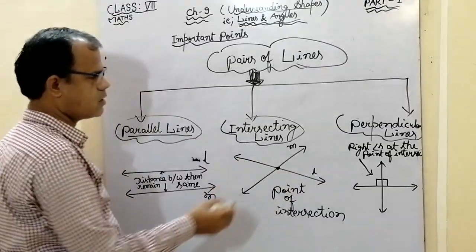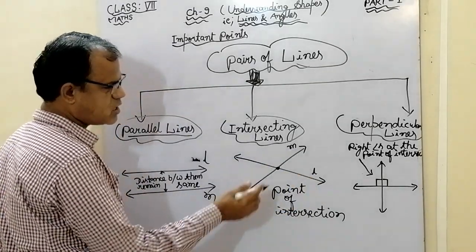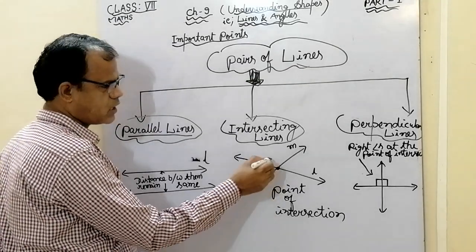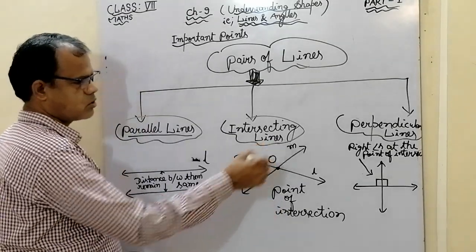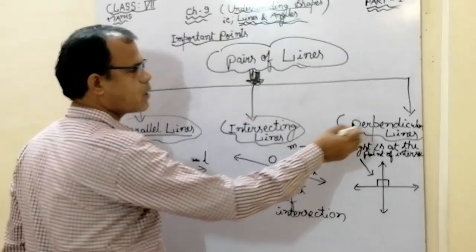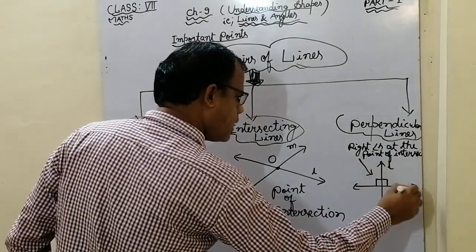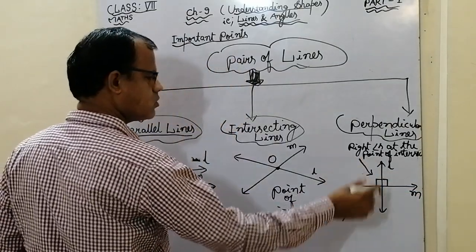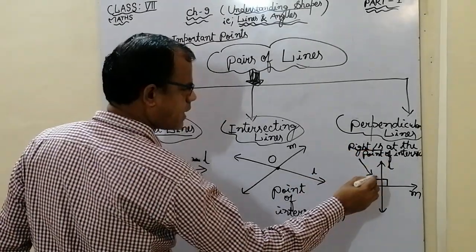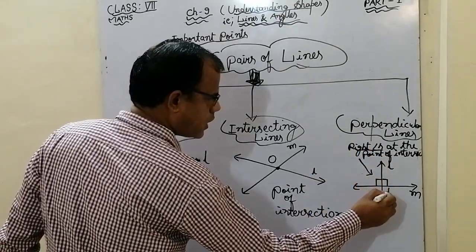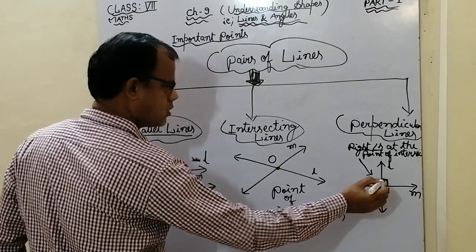Next, intersecting lines. Look here, 2 lines are there, L and M, and they intersect at this point. We can write this as O. So O represents the point of intersection. So these are intersecting lines. And next, perpendicular lines. Suppose this is line L and this is line M. They intersect each other at right angles, meaning 90 degrees. Here all 4 angles are 90 degrees, and we represent this 90 degrees like that.